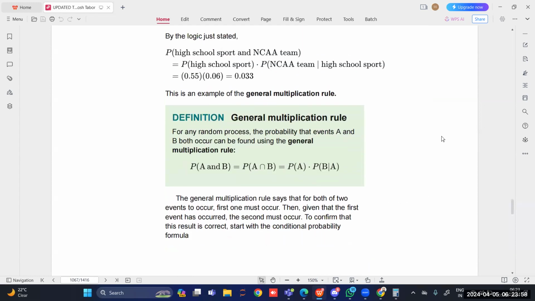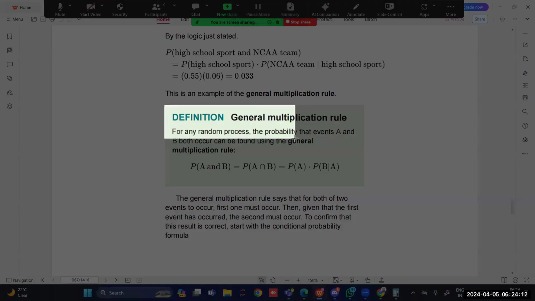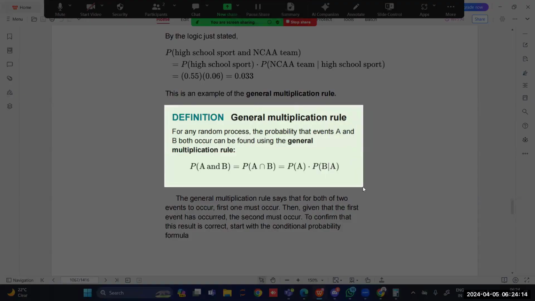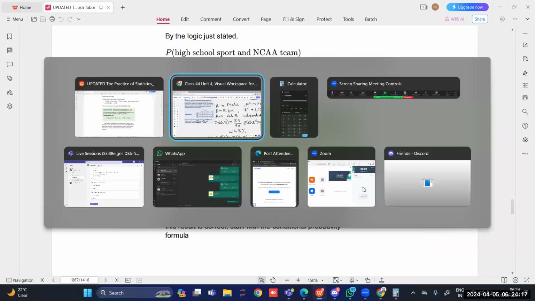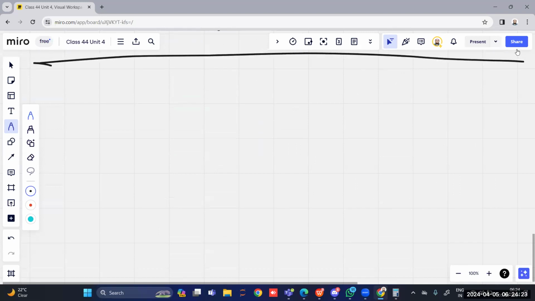The general multiplication rule is: probability of A intersection B. For any random process, the probability that the events A and B both occur can be found using the general multiplication rule. He has given a more intense form of it, the general form. I had given the specific form.